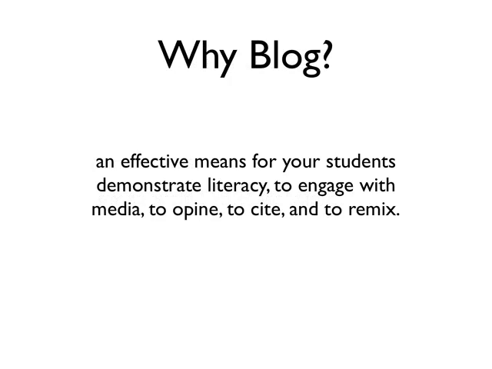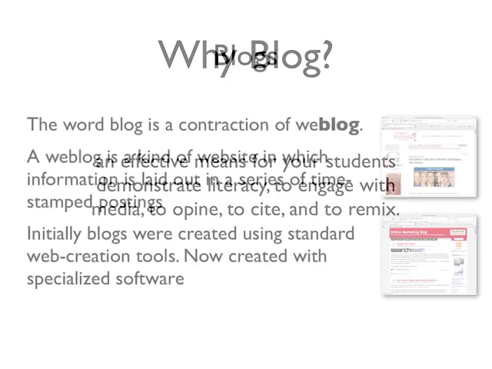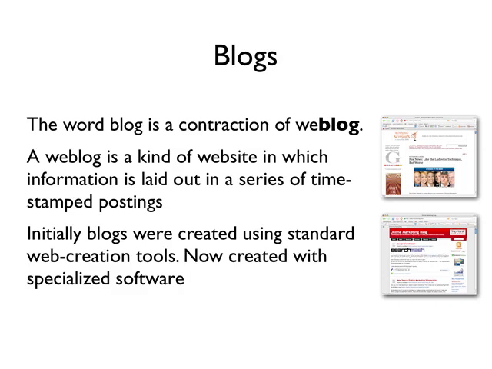So what is a blog? Well, a blog is a contraction of the word weblog. A weblog is a kind of website in which information is laid out in a series of time-stamped postings. The most recent postings are found at the top of the page, laid out in reverse chronological order. The effect is like reading a diary in reverse.